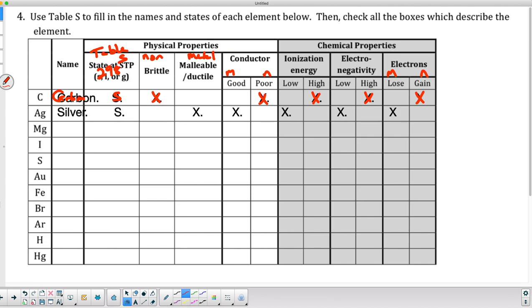So let's do another one. You can see what I did for silver here. Let's do magnesium. So this is magnesium. Magnesium is a solid. If you take a look at the melting point, the melting point has to be a lot higher than 278 or 273 or 298. Is it brittle? Well, magnesium is on the left-hand side. Here, I'll show you. Let's go back.